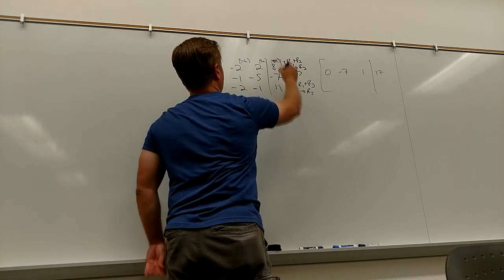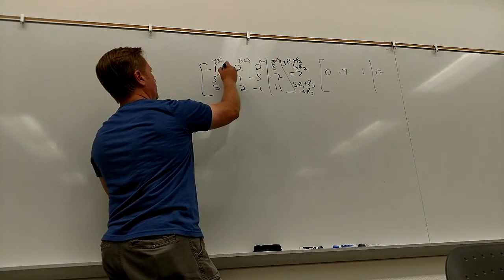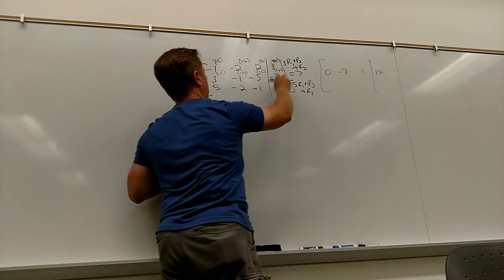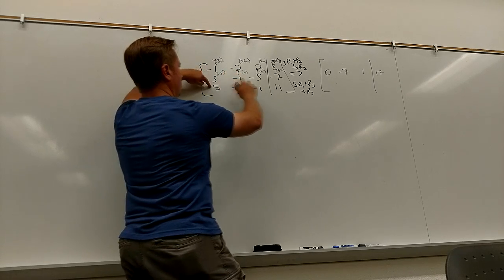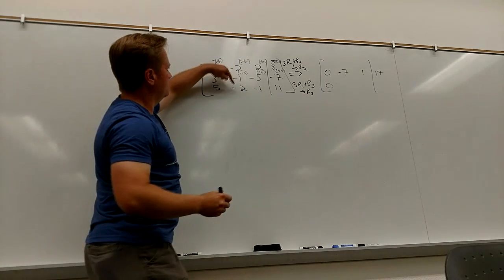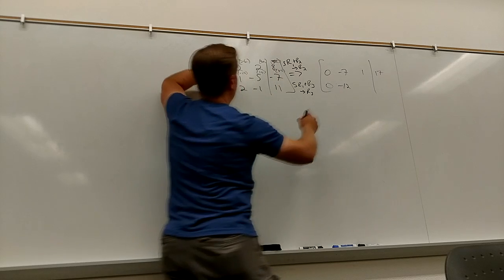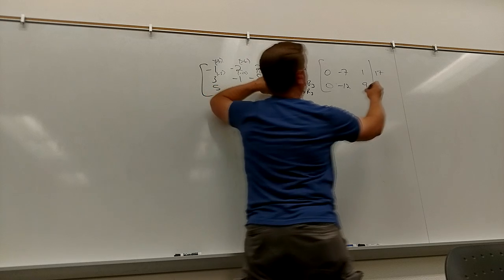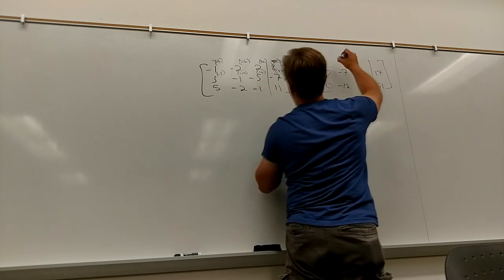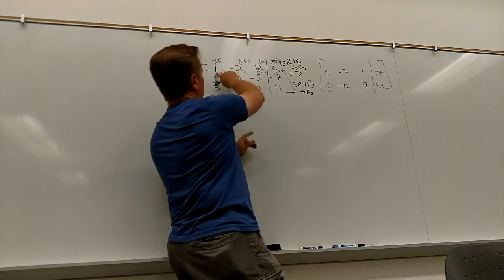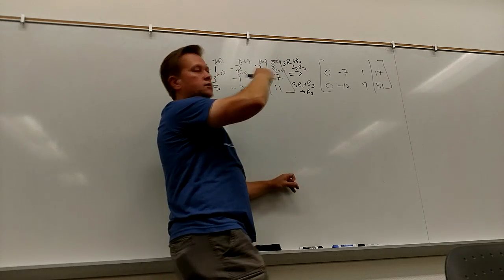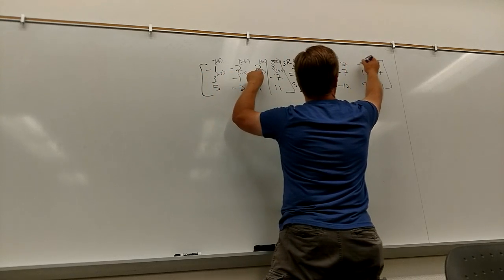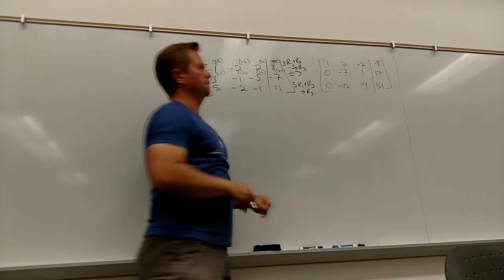Blah, blah. Go away, go away. Now I do 5 row 1. So negative 5, negative 10, 10, 40. And I add it to row 3. So of course I get 0 here like I wanted. Negative 10 minus 2, 10 minus 1, and 40 plus 11. And then the first row, I could multiply by negative 1 if I wanted to, right? So that would be 1, 2, negative 2, negative 8.